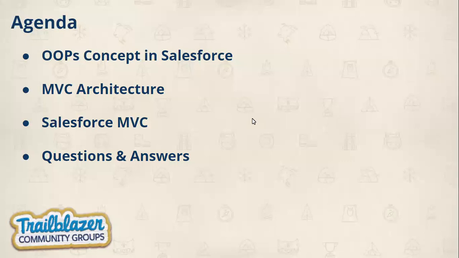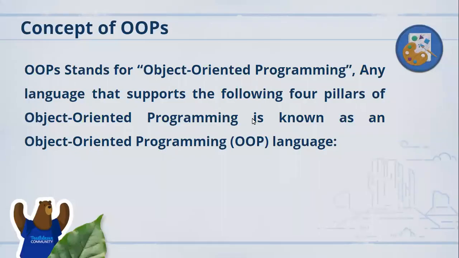So here's the agenda for the first session. We'll talk about the OOPS concept in Salesforce, how exactly OOPS works in Salesforce. We'll talk about MVC architecture and the MVC architecture of Salesforce, how those are different, right? I make this session crisp and simple so that you are able to understand very quickly. If you have any questions, you can post in chat. We'll answer at the end. So let's move on to the concept of OOPS, right?